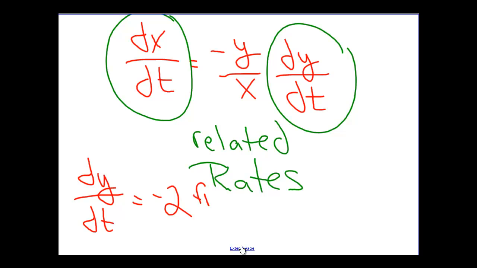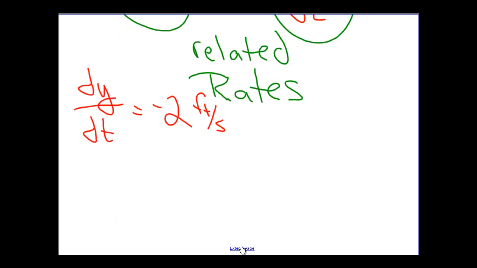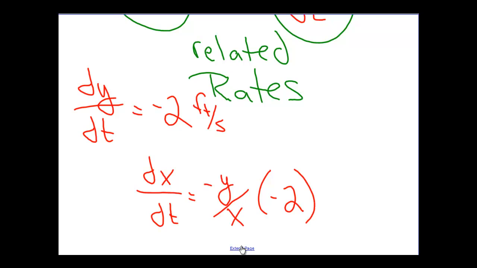Okay, so we have minus 2 feet per second for the rate of change dy/dt. And now what we would like to do is come up with dx/dt. So we can say that dx/dt is going to be minus y divided by x times minus 2. Now you'll notice that the rate of change, how quickly the bottom part of the ladder is moving, actually depends on where the ladder is at. The relationship here depends specifically on what x and y are.